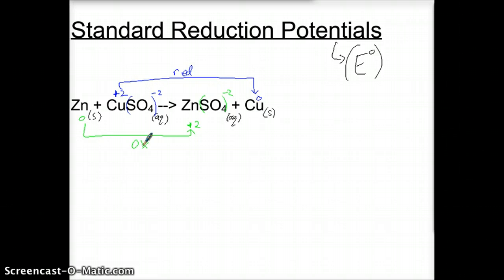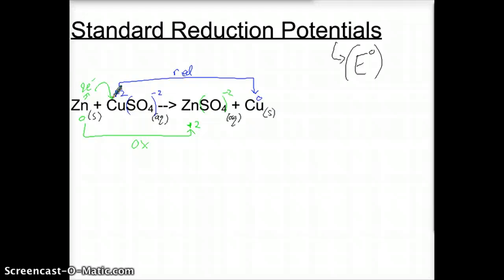It must be losing electrons. So what this means is zinc is losing 2 electrons. And where are those electrons going? They're going to the atom of copper. Now, electrons, we know, have a negative charge. So what can we do with those electrons?